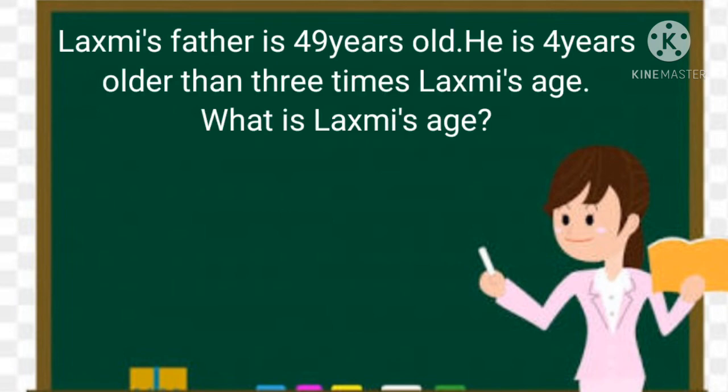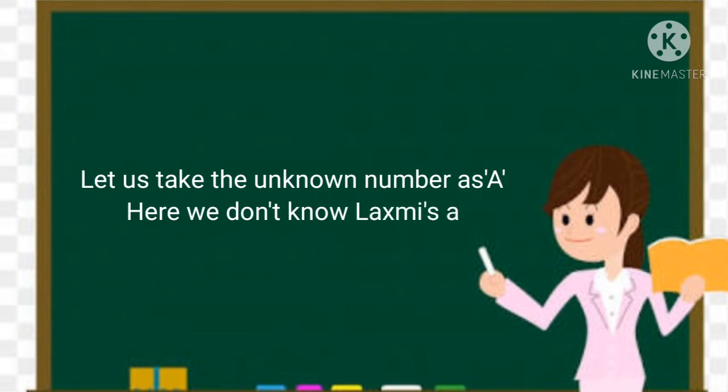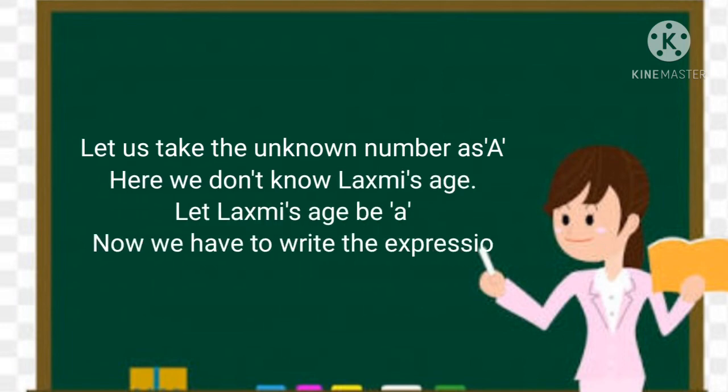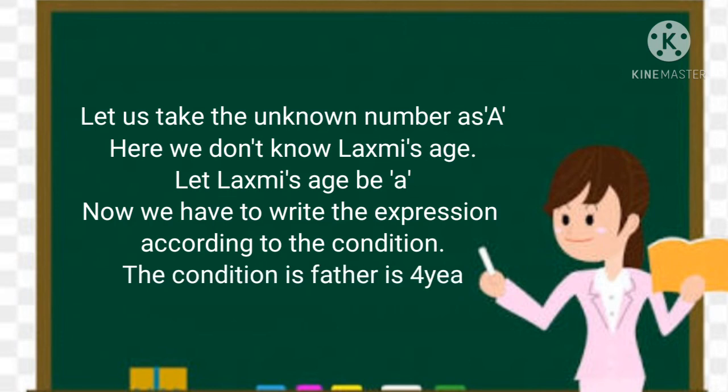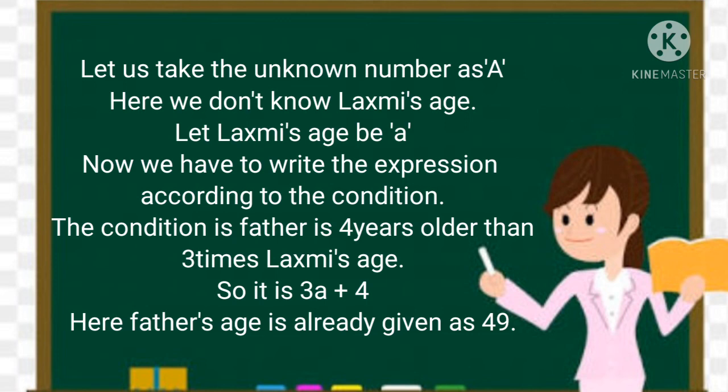Let us solve another word problem. Lakshmi's father is 49 years old. He is 4 years older than 3 times Lakshmi's age. What is Lakshmi's age? Let us take the unknown number as a. Here we don't know Lakshmi's age. Let Lakshmi's age be a years. Now we have to write the expression according to the condition. The condition is father is 4 years older than 3 times Lakshmi's age. So it is 3a plus 4.